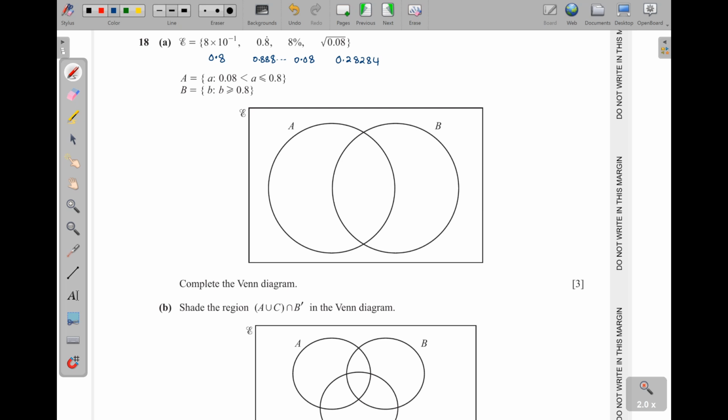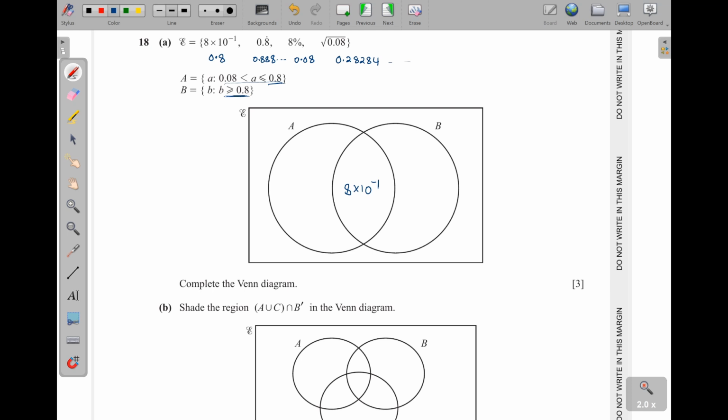0.28284 and the rest of the figures. Okay? Now, in here, they are saying that A is between here. So it is greater than 0.05, but less than or equal to 0.08. So 0.08 is inclusive. But it is also here, you see, and it's not 0.08, it is 0.8. And it is also in B. So that means that 0.8, which is 8 times 10 to the power negative, is the intersection.